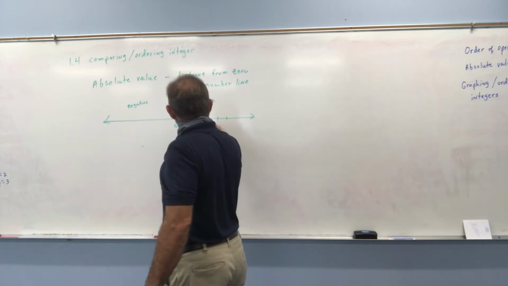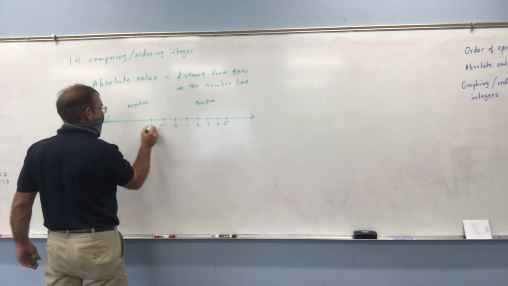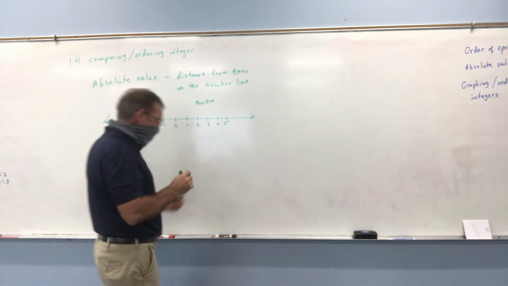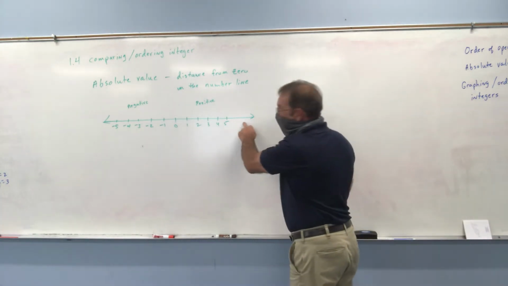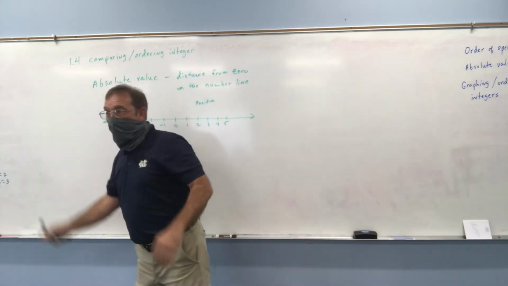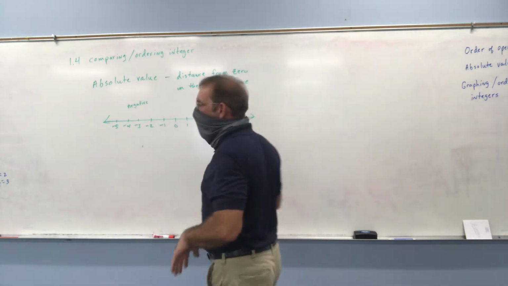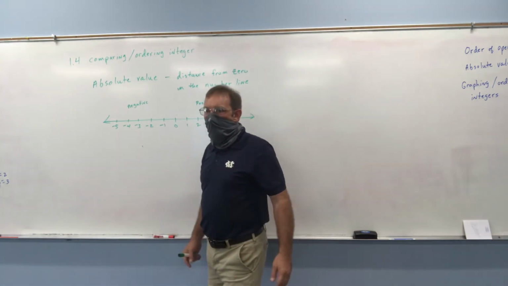So let's say that's 1, 2, 3, 4, 5, negative 1, negative 2, negative 3, negative 4, negative 5. And of course, it doesn't end there. 6, 7, 8, 9, 10, keeps on going forever. Likewise in the other direction. Now, I want to talk about absolute value though and use this number line as a way of seeing what we're talking about. All right.